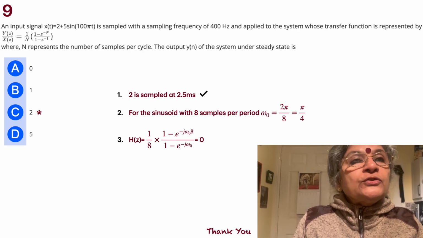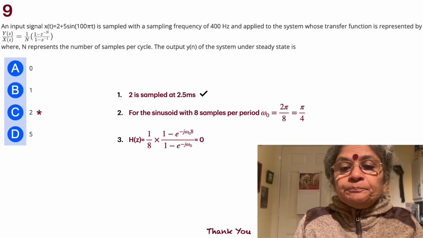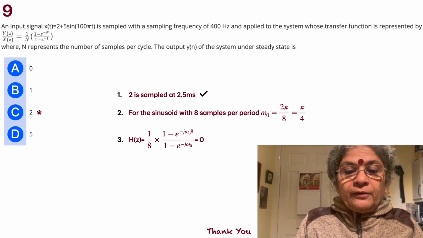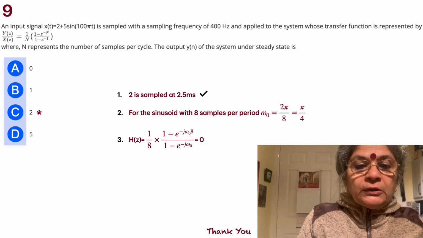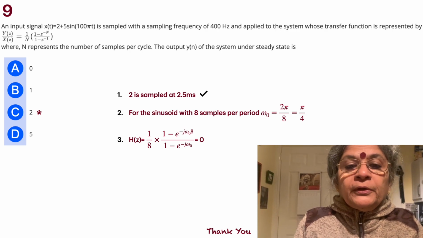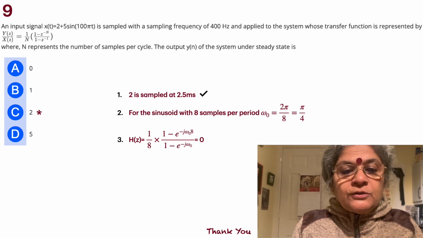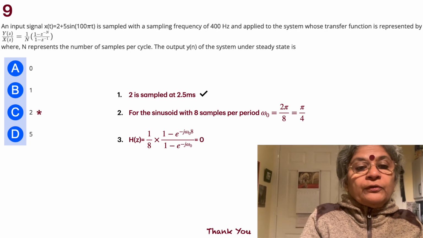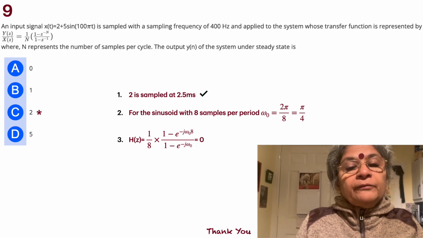For the sinusoid with 8 samples per period, the sampling step is going to be given by 2 pi by 8, or pi by 4. So far so good. Now we go for what is called H(z). We require the output of the system under steady state. So let's look at H(z), which is going to work on the input and convert it into the output.